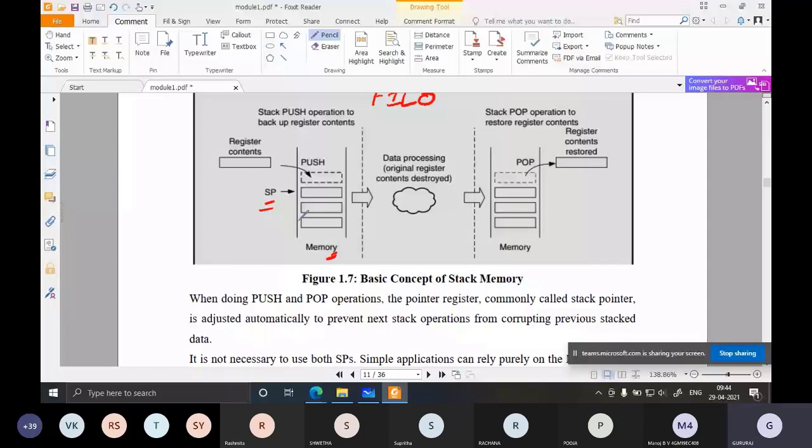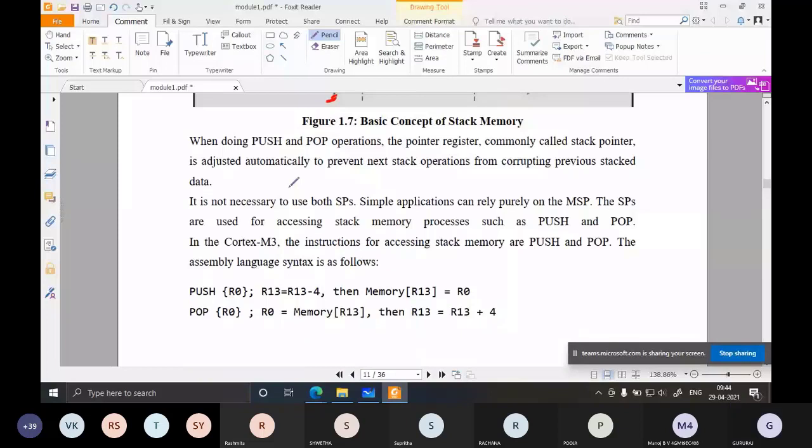So what will happen in a push operation? As soon as you use the push operation to use the stack in Cortex M3, first R13, which is nothing but the stack pointer, will be decremented by 4, and then the memory at R13 will be stored with the contents of R0. Okay, so we shall see this using a diagram here.